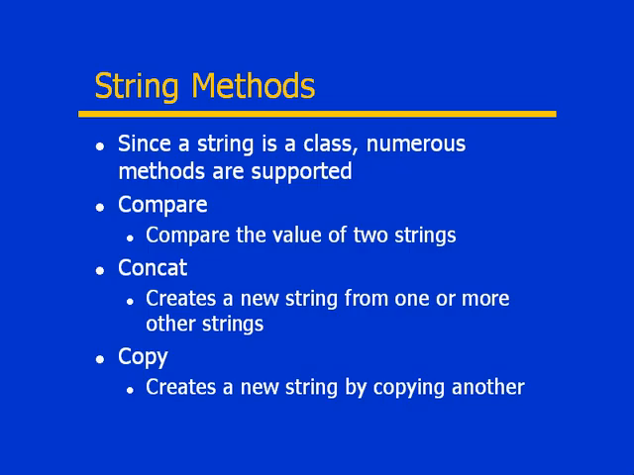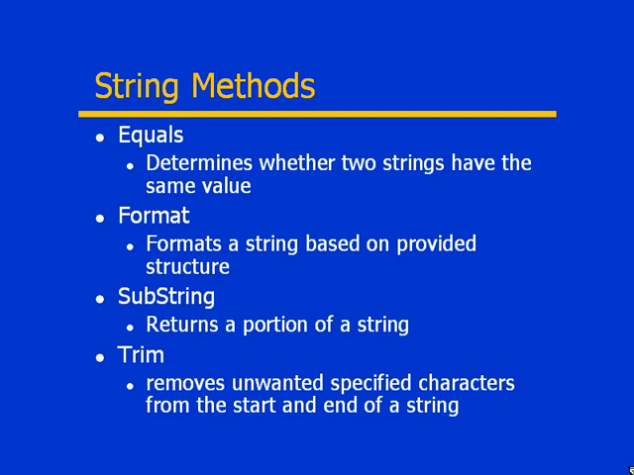Some of the more common string methods that you'll run into, things like compare, if you want to compare the value of two strings. Concat is used to take other strings and concatenate them together. So the return value is a string, which represents the concatenation of the arguments. We've got a copy method that we can use to create a brand new string by basically taking the contents of another, copying those contents over.